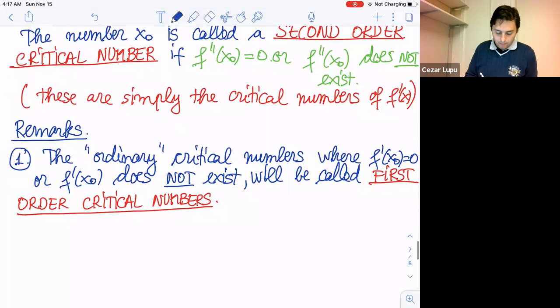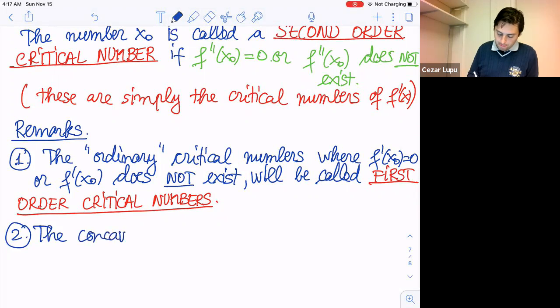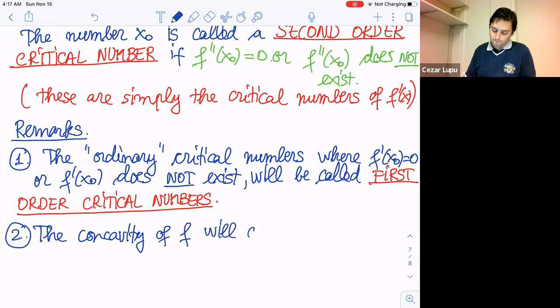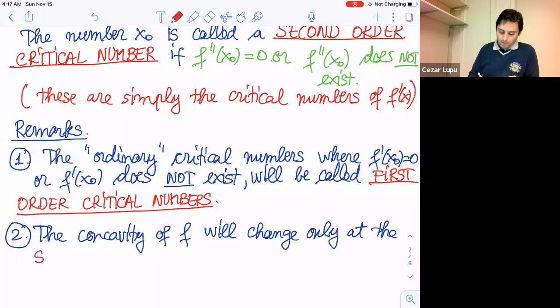And now the second thing, which is very important and that I would like to mention: the concavity of f will change only at the second order critical numbers.